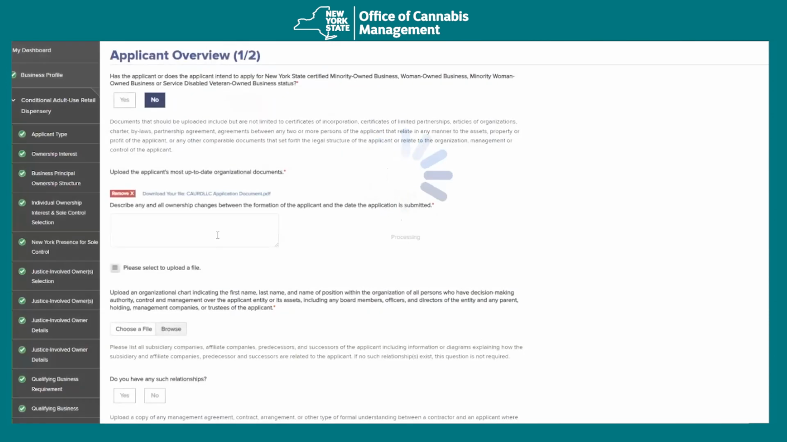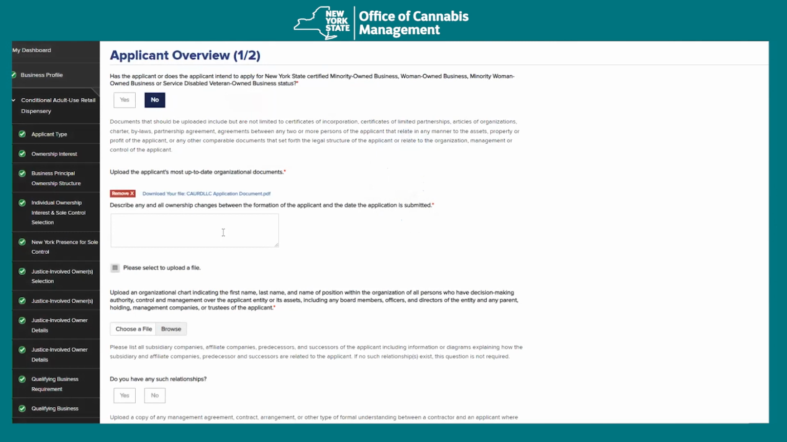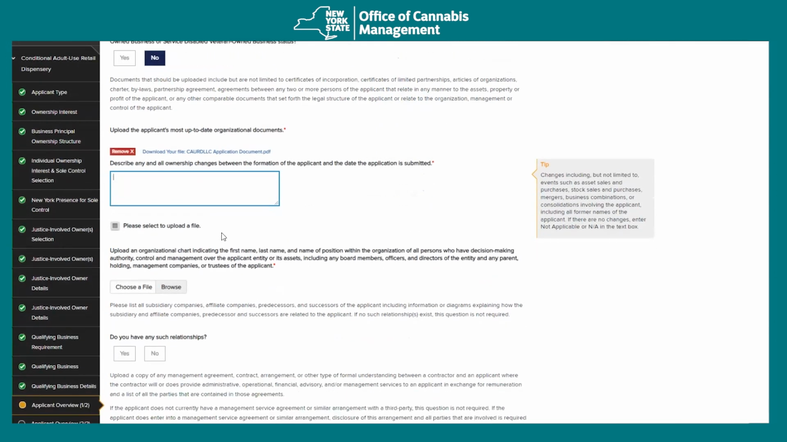If something has changed in the legal structure of the business since these organizational documents were created, I can explain it here.